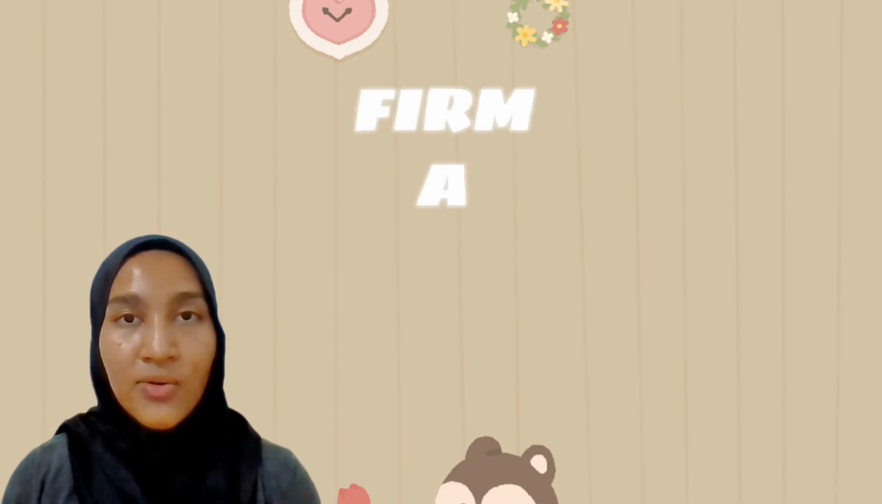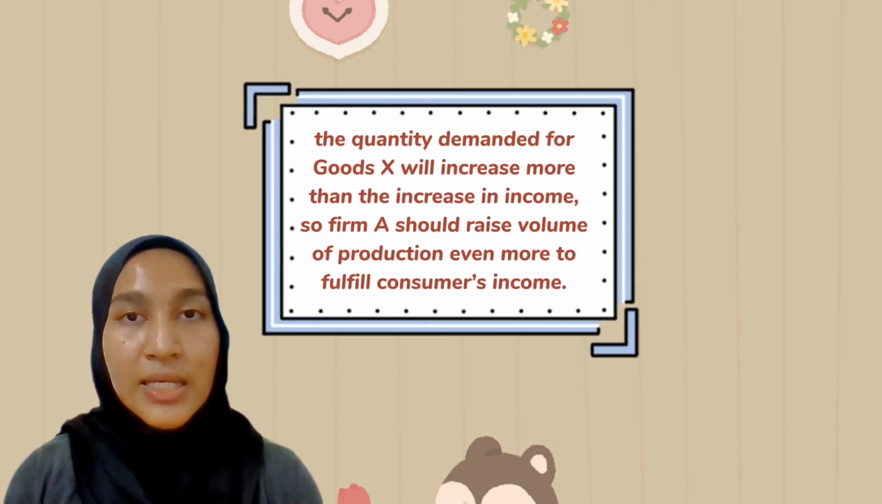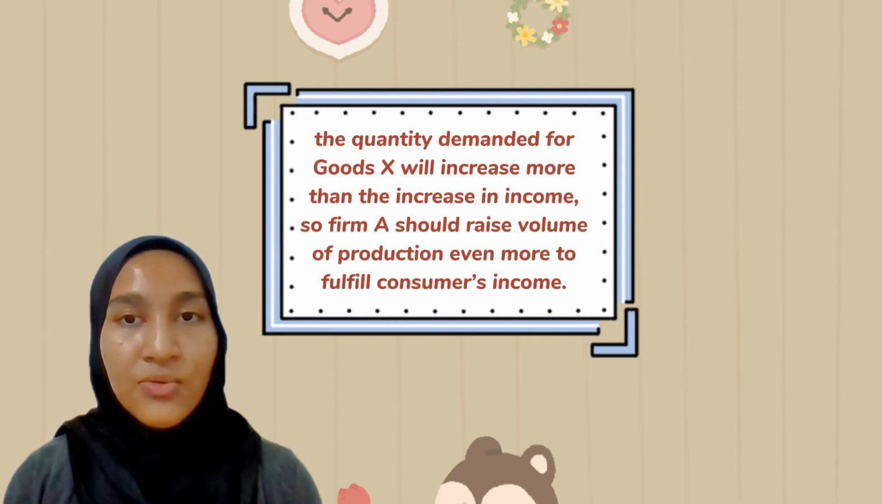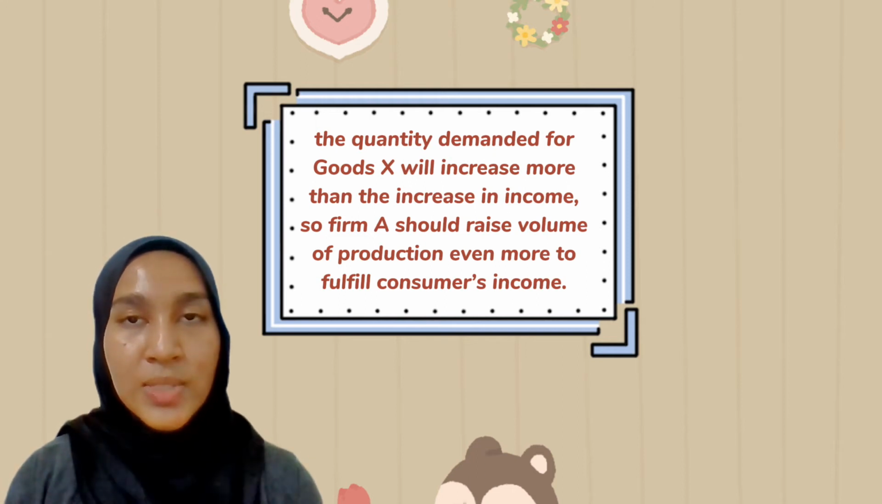Next, for firm A, the quantity demanded for goods X will increase more than the increase in income, so firm A should raise the volume of production even more to fulfill consumers' demand.